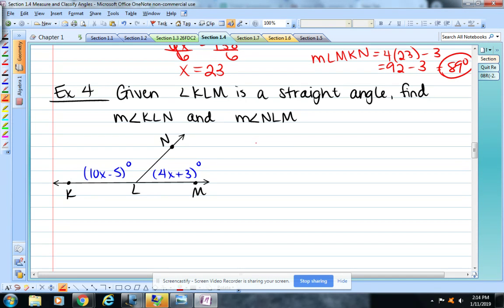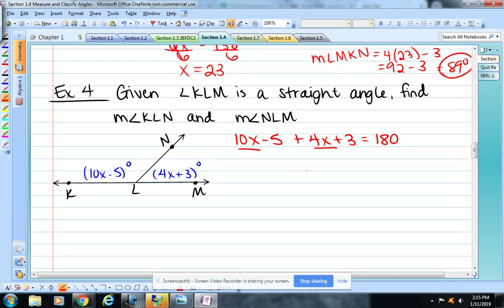Read me the blue. 10x minus 5 is one of them, right? Plus, what's the other one? 4x plus 3. And together they're going to add up to be how many degrees? 180, because it's a straight angle, which is a straight line, and all lines are 180 degrees. Okay? So again, combine like terms.